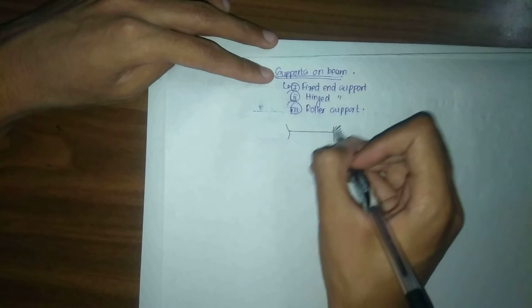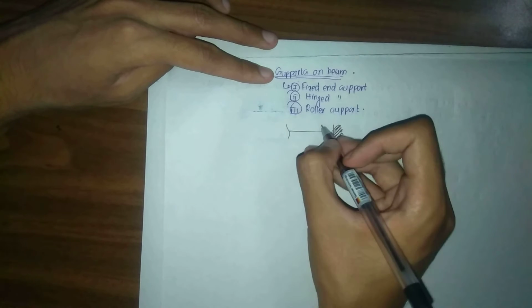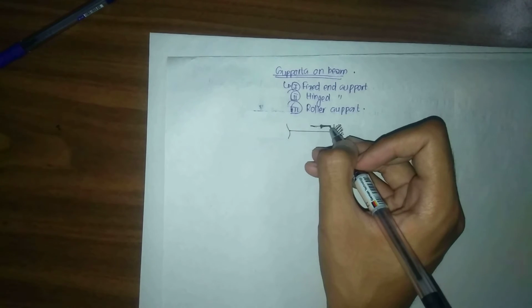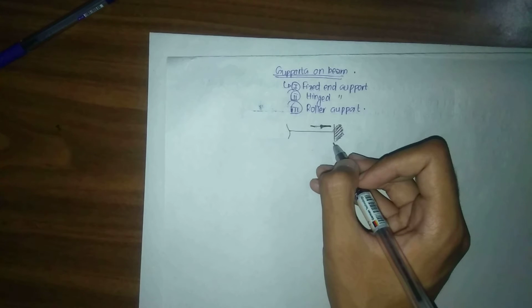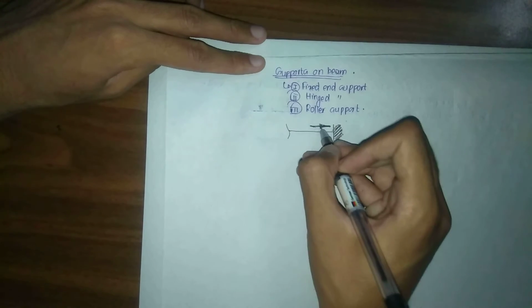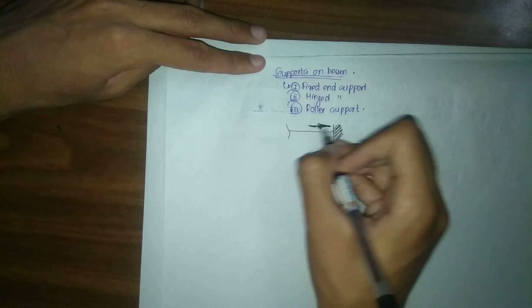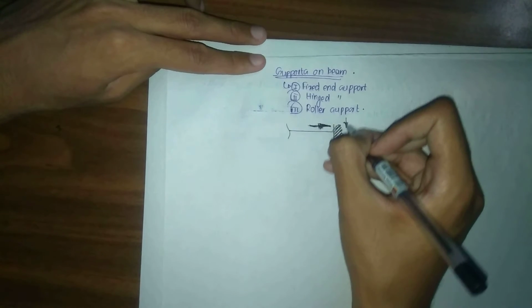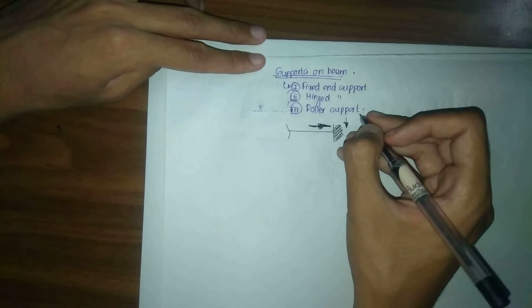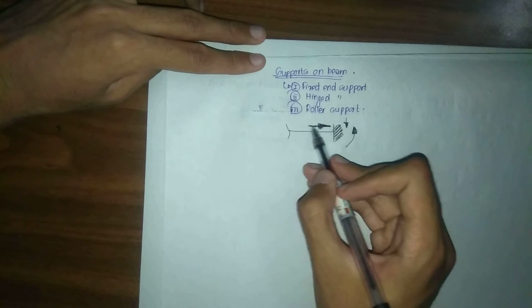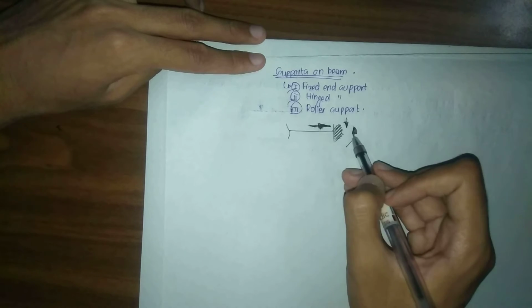So this is a fixed end support. What a fixed end support basically does is it prevents any type of horizontal motion, any type of vertical motion, and it also prevents any sort of rotational movement. So this is what a fixed end support does: it prevents any sort of horizontal motion, vertical motion, and movement.